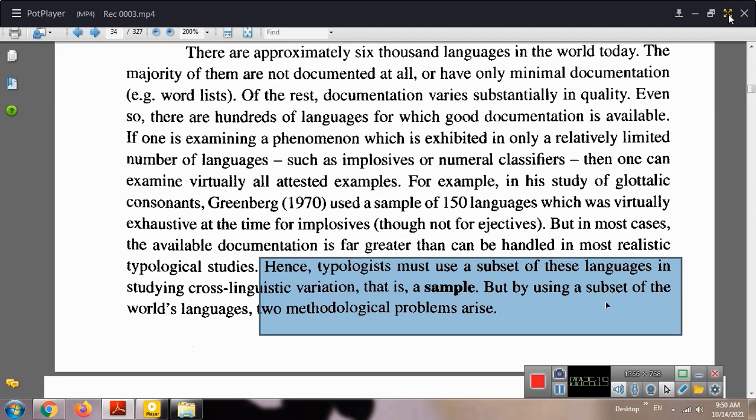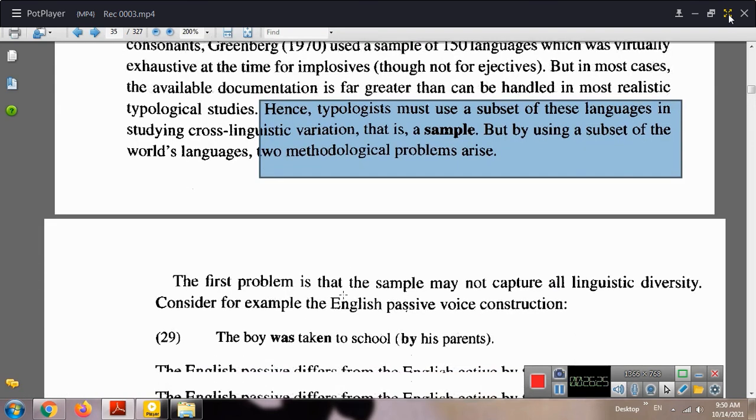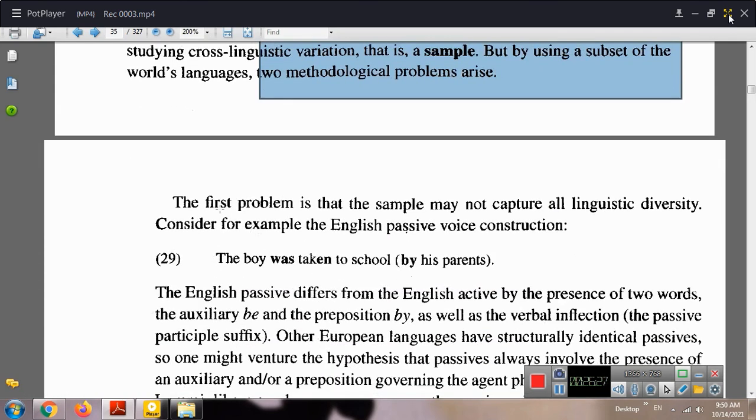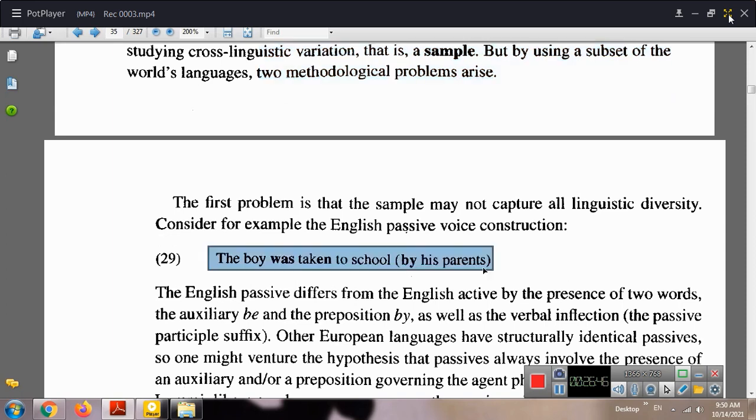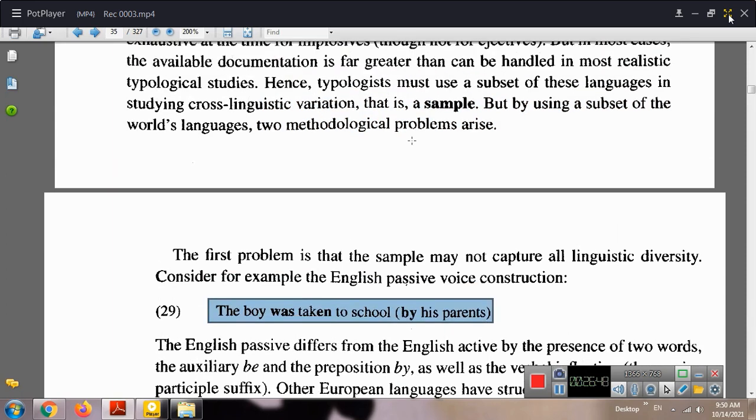But by using a subset of the world's languages, two methodological problems arise. The first problem is that the sample may not capture all linguistic diversity. Consider, for example, the English passive voice construction. The boy was taken to a school by his parents.